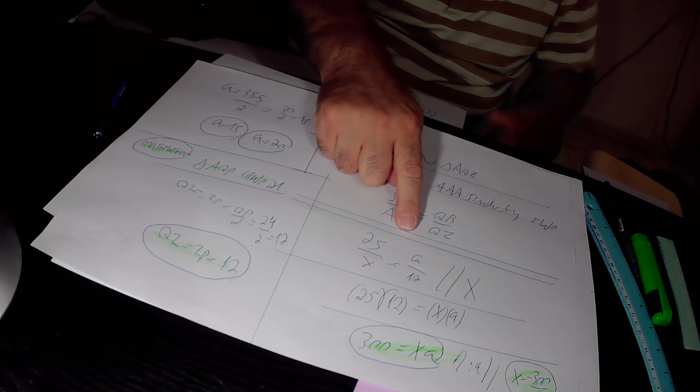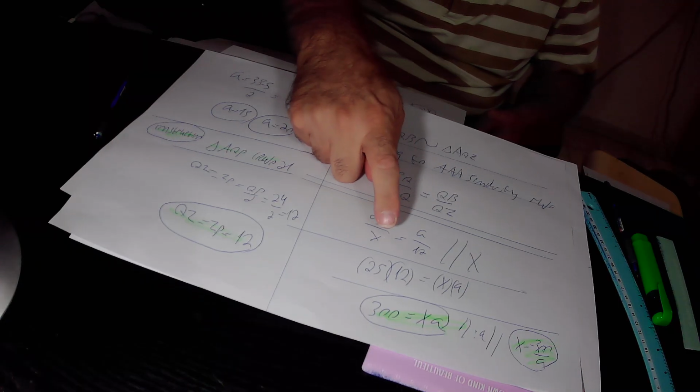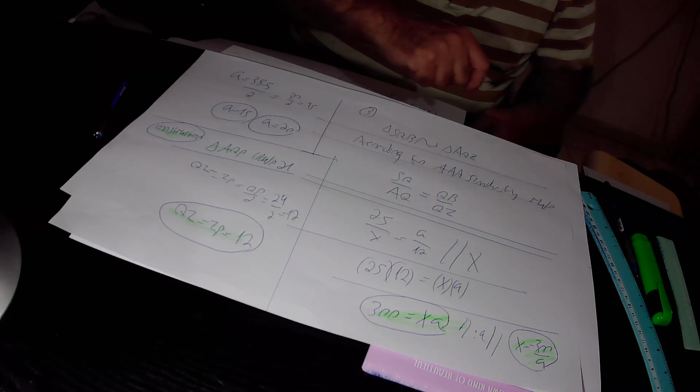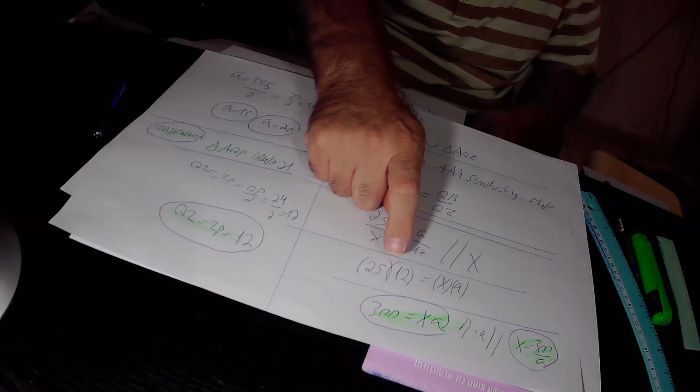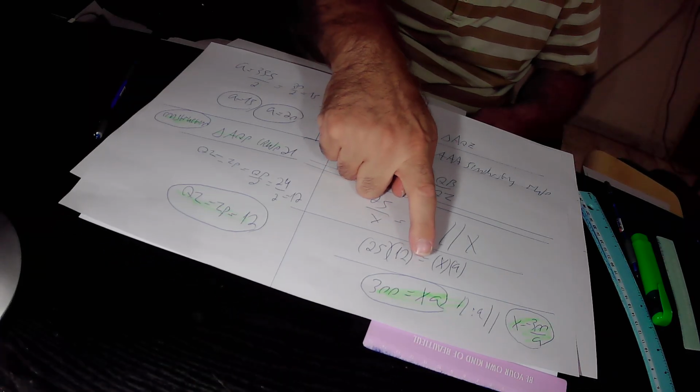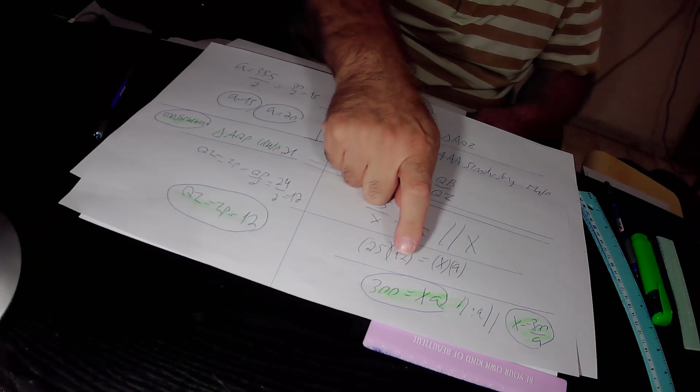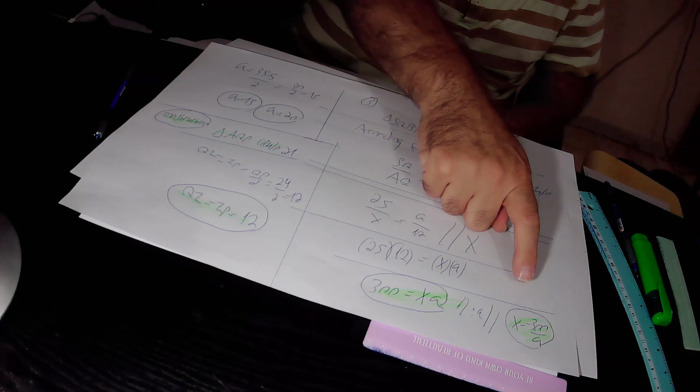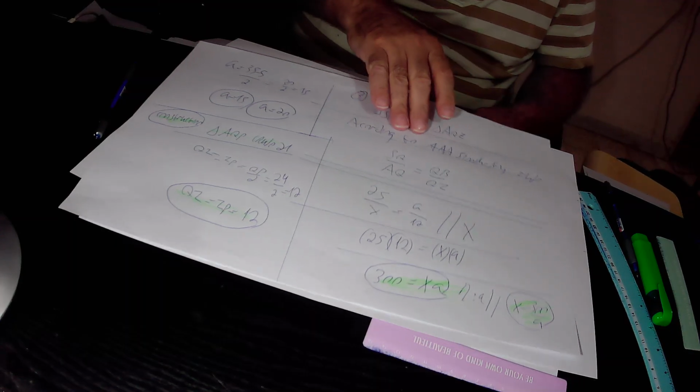Here, of course, we multiply this equation, and we find out that 25 times 12 equals A times X. 25 times 12 is 300, so 300 equals X times A. Here we divide this equation by A, and we find out that X equals 300 over A.